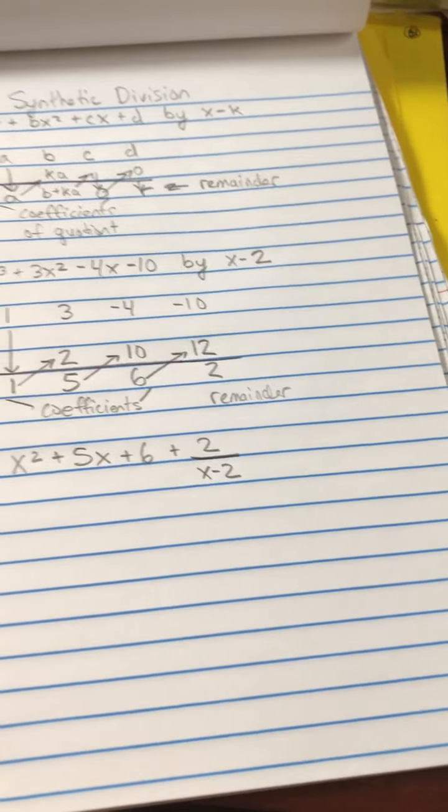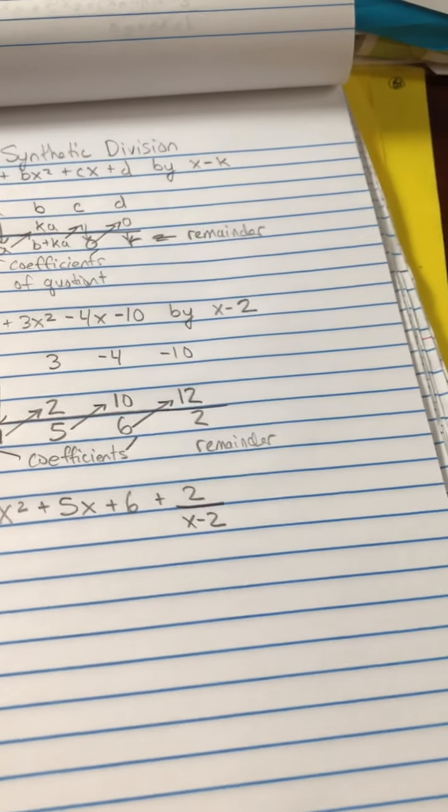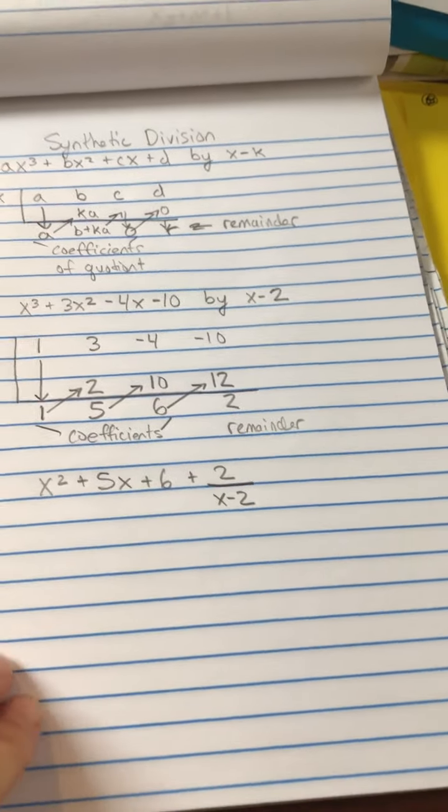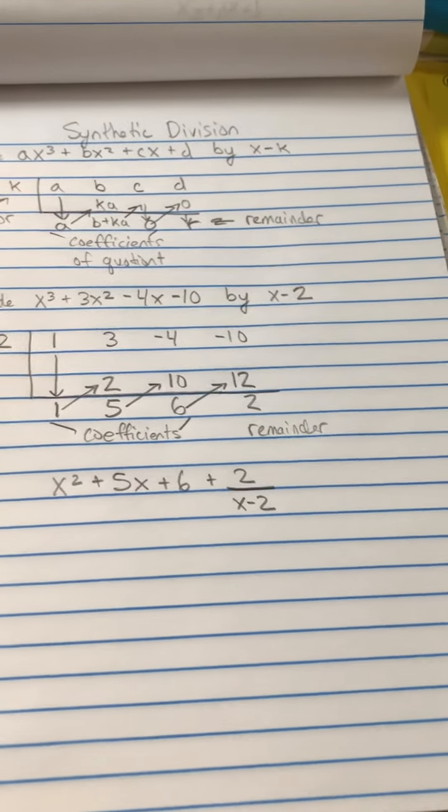Okay, let's try another one like that. They say completely factor the polynomial x cubed minus 7x plus 6, given that one of its factors is x minus 1. So we know that x minus 1 goes into it. In other words, that's going to be our divisor.